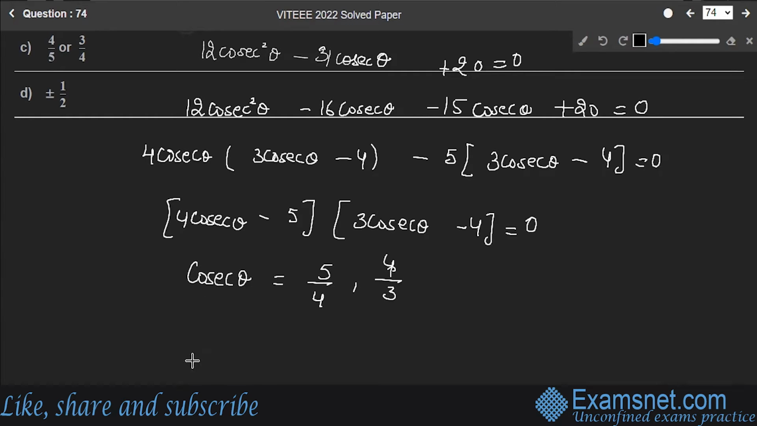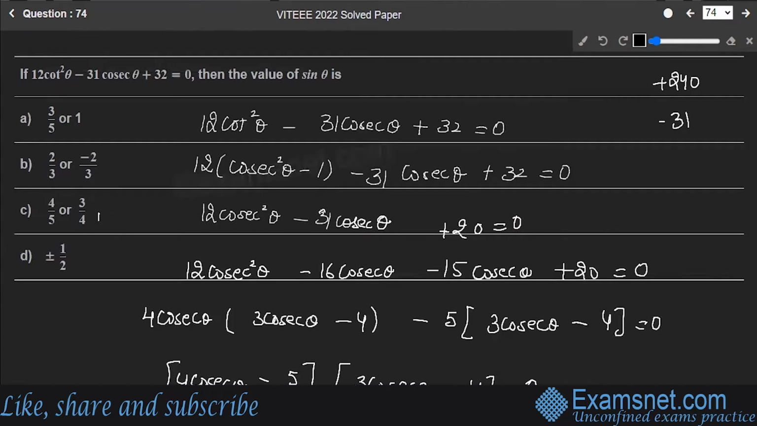So if you got these values, then what will be the value of sine theta? Of course, it's got to be either 4 by 5 or 3 by 4. Let's check with the options. Here it is. Option C is the correct answer. Hope you understood this. Let's move to the next question.